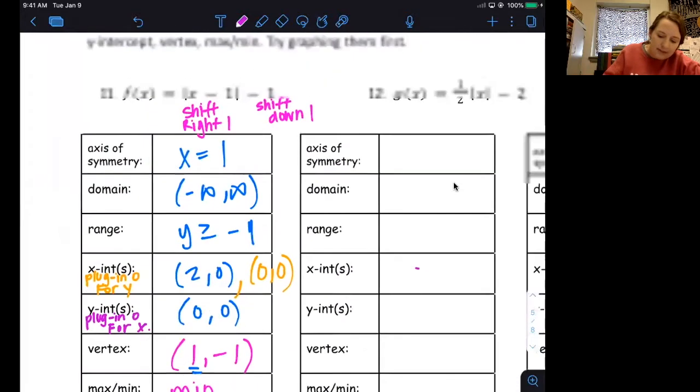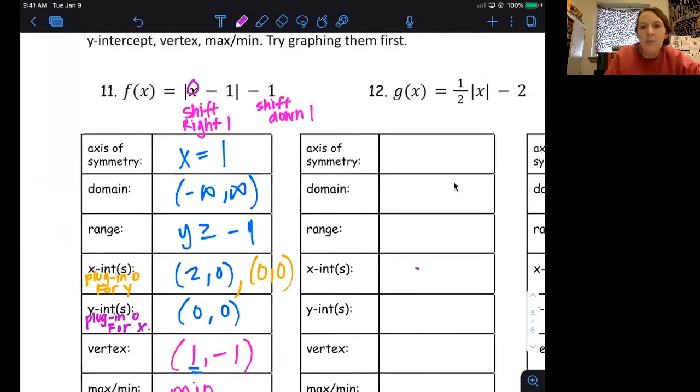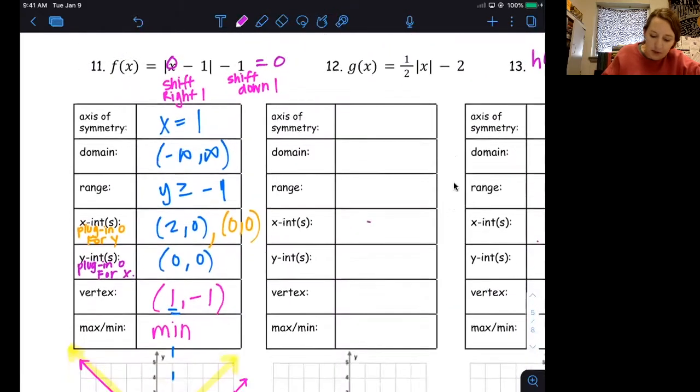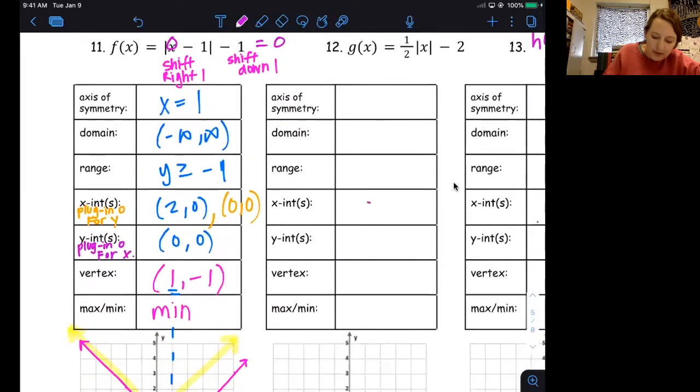Okay, if I put in a 0 for x up here, 0 minus 1 is -1. The absolute value of -1 is 1. And then I still have that -1 at the end. So if I plugged in a 0, I would get out a 0. So right here, plug in a 0 for x, get out a 0 for y. My intercept is at 0, 0.